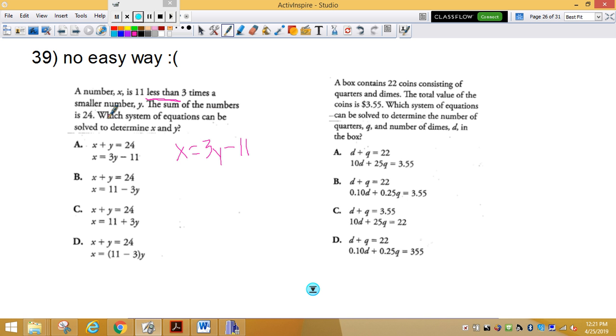Then it says the sum of the numbers is 24. So if I added x and y, because sum means to add, I would get 24. So those are my two equations. Let's see which one it is. It looks like it's going to be A.